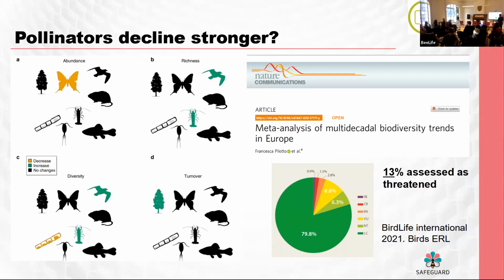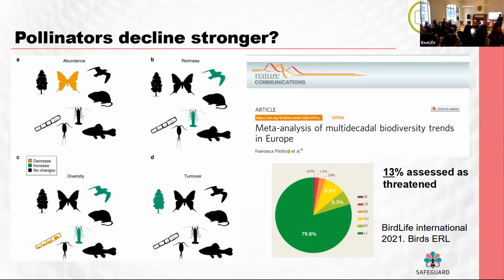So to finish this part, we might ask, well, okay, pollinators are declining, bees are declining, but are they declining more than the other groups? In other words, should we be more worried for the pollinators than for the other groups? And the answer is no. So here you have some results from this paper published last year, where it shows that pollinators are indeed declining in Europe in terms of abundance, but not much more in richness compared to, for example, the birds. And again, if you compare the red list of the European bees and European butterflies and flies to the red list of the birds, we are at kind of the same level. So there are 13% of the birds that are on the red list. So pollinators are declining, but not more or less than the other groups. Of course, there are some exceptions.